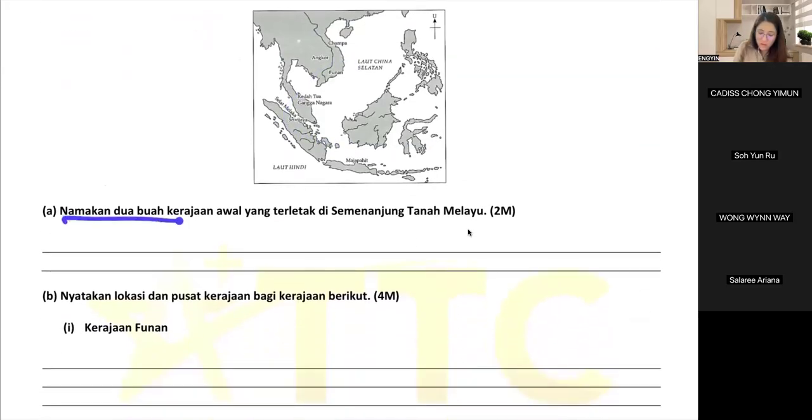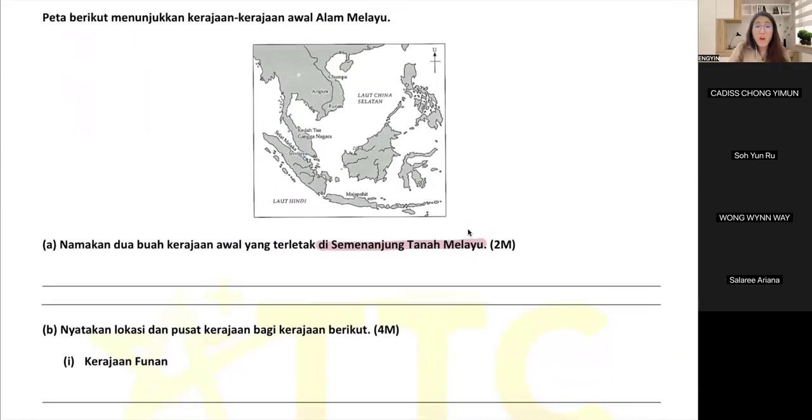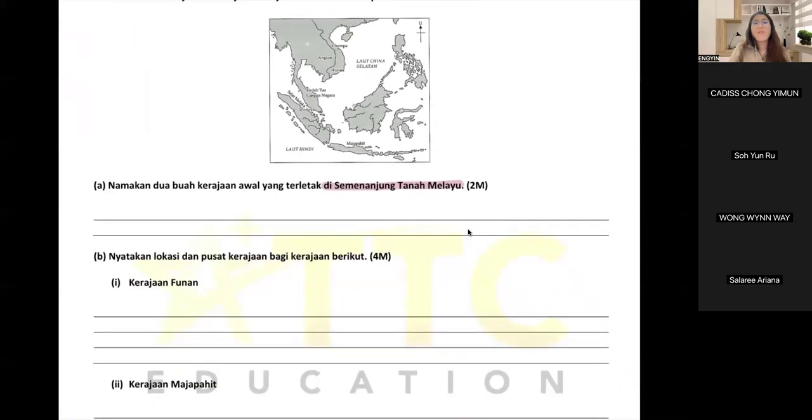I purposely put some tricky question here. Namakan dua buah kerajaan awal. Please give me the two earliest kingdoms that were located at the Semenanjung Tanah Melayu. Do you know where Semenanjung Tanah Melayu is? West Malaysia, which is here. West Malaysia, the potato. So in West Malaysia, what kingdoms were located there? Very easy, right? Very obvious, right? So fill in the blank.